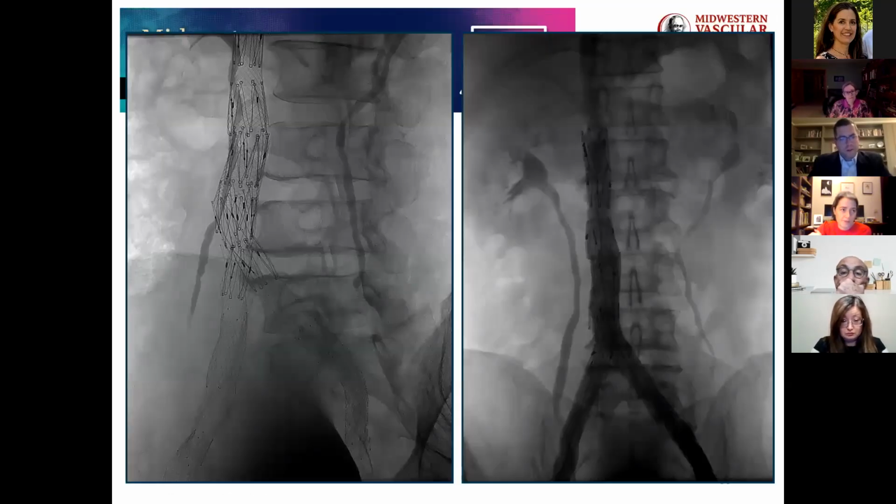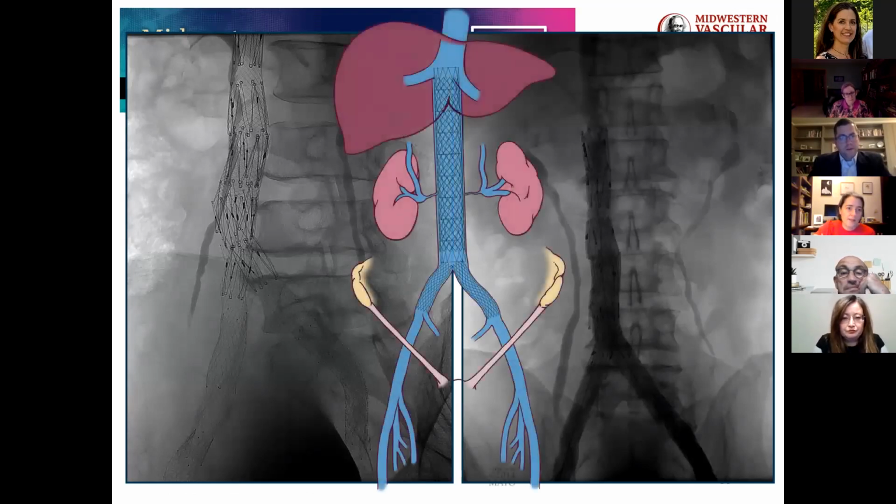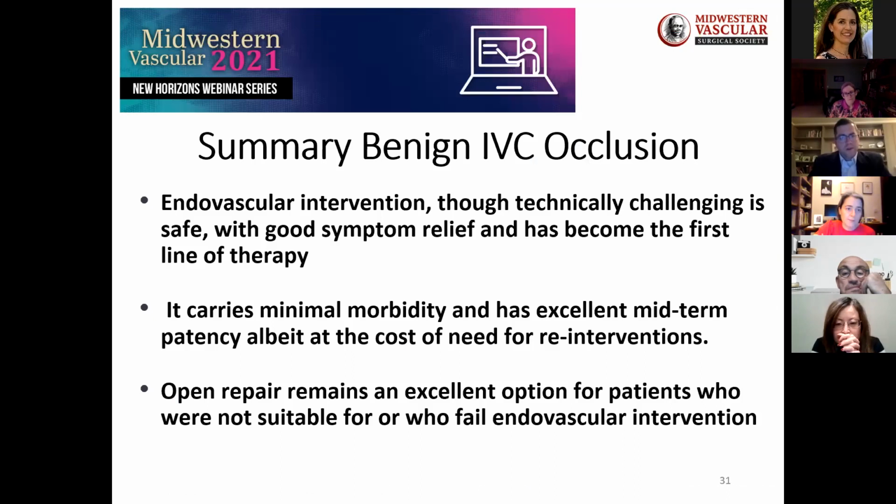This shows the completion venogram with patency of the iliac veins in the IVC, and this is a schematic of what that looked like. So in summary, endovascular intervention, though technically challenging, is safe with good symptom relief and has become the first line of therapy. It carries minimal morbidity and has excellent midterm patency, albeit at the cost of need for reinterventions. Open repair remains an excellent option for patients who are not suitable for or who fail endovascular treatment.